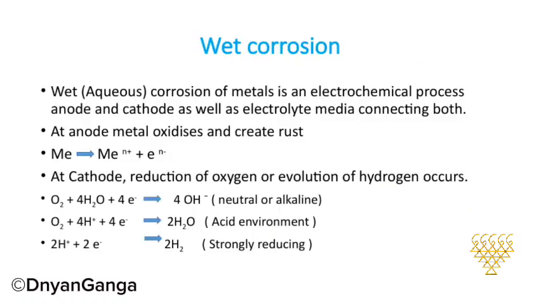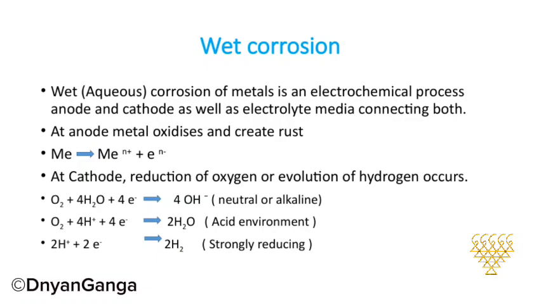Wet, or aqueous, corrosion of metals is essentially an electrochemical process. It involves two critical parts, the anode and the cathode, as well as the electrolyte medium that connects them. At the anode, the metal undergoes oxidation, which means it loses electrons and forms rust or other corrosion products. You can think of it as the metal gradually breaking down as it gives up electrons. On the other side, at the cathode, reduction reactions take place. Depending on the environment, this could be oxygen being reduced or hydrogen being evolved.